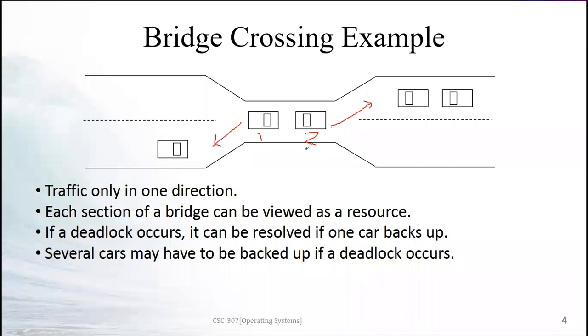You go back. Both of them are waiting for the other car to go back. Car one has decided that it will not go back, you have to go back. But car two also says no, I will not go back, I will not give up my resources, you give up your resources. So this is like the printer example. He already has one printer and is waiting for another printer. Likewise, each car has already crossed half of the bridge.